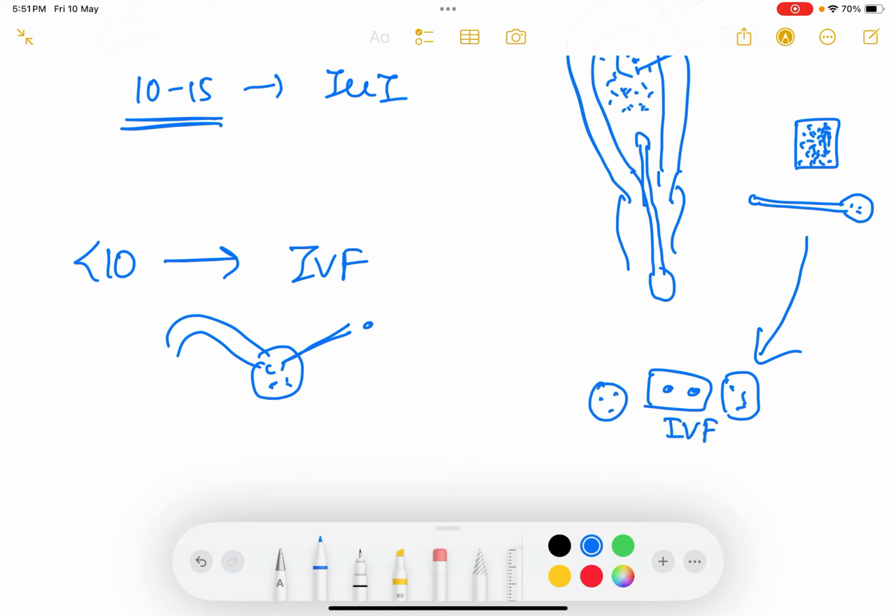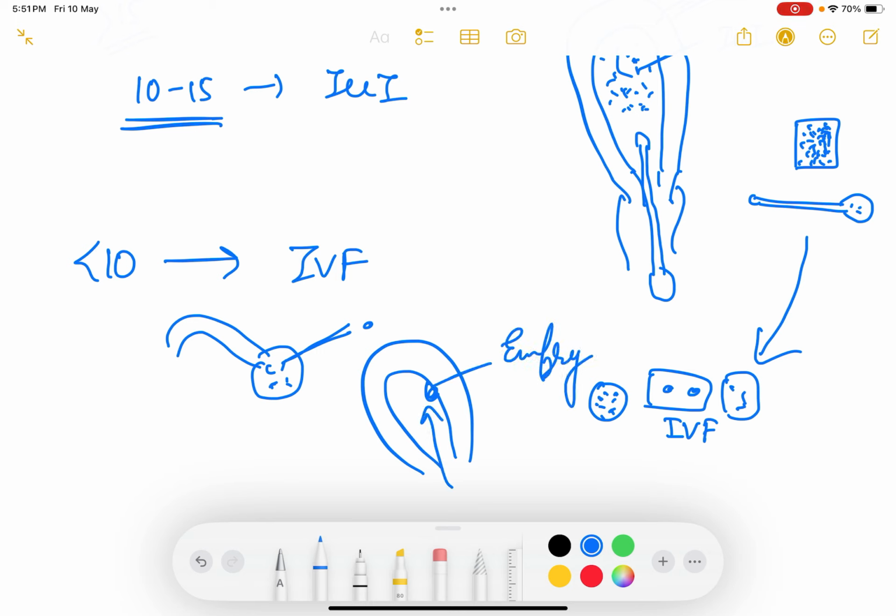And then the zygote will be formed, and then the morula and the blastocyst. Then the blastocyst will be implanted into the endometrial cavity externally. It is called embryo transfer. Embryo transfer is called ET, okay.